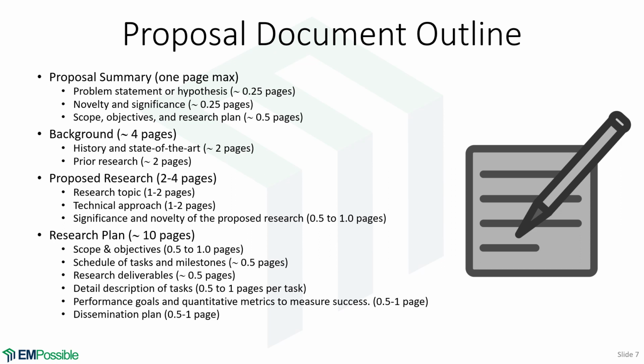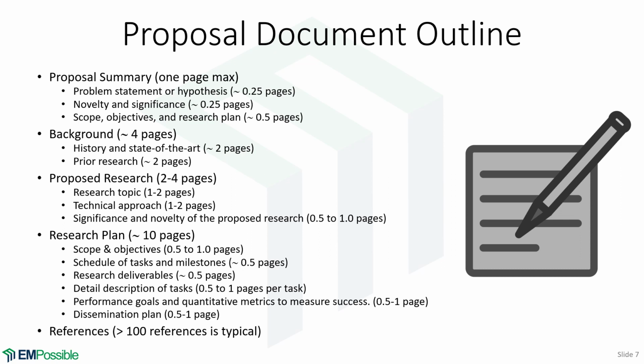Then you'll have your performance goals and quantitative metrics, probably summarized in a table, and you'll definitely end your research plan with a dissemination plan. So you've done all this wonderful research. How are you going to get that out there? And then the last is your list of references.